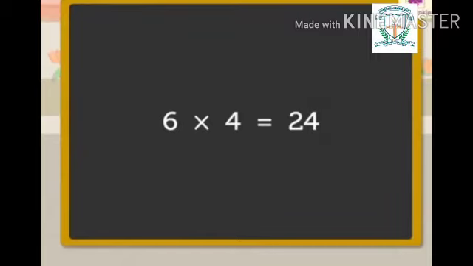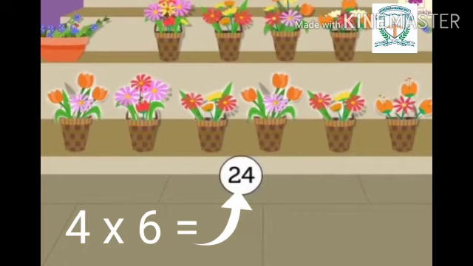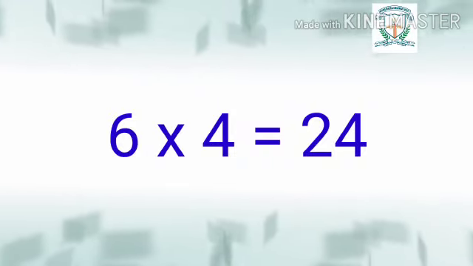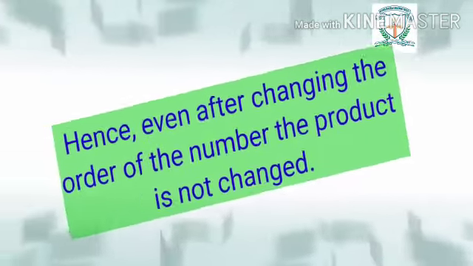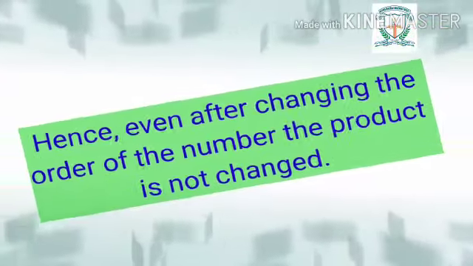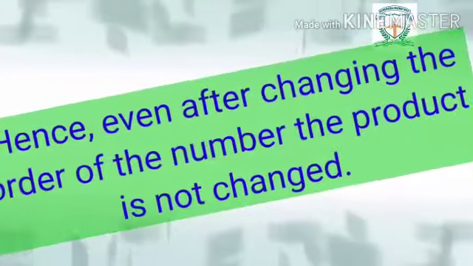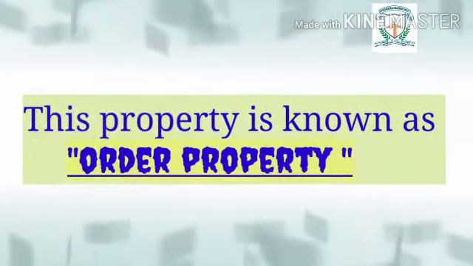So, we see that 4 multiplied by 6 is equal to 24 and 6 multiplied by 4 is also equal to 24. Hence, even after changing the order of the number, the product is not changed. This property is known as order property.